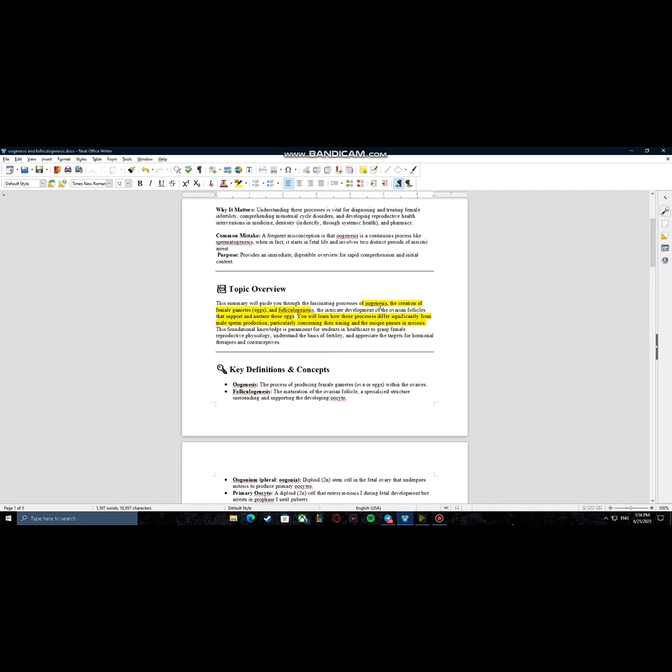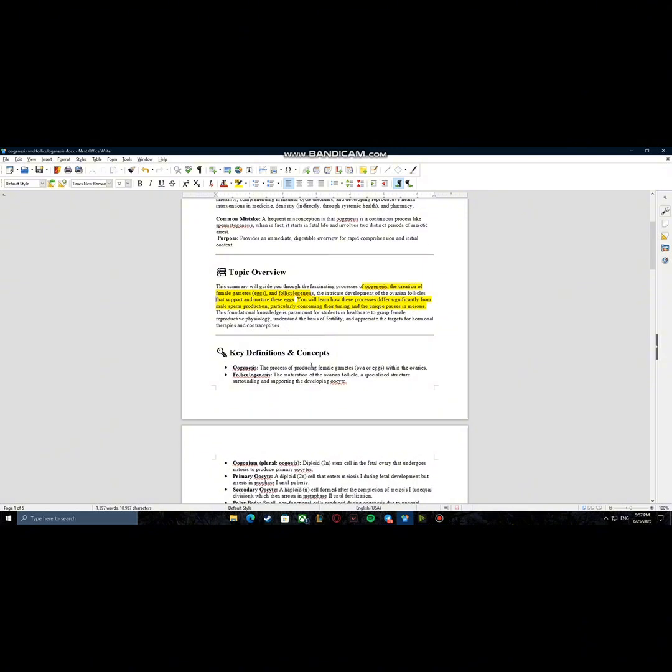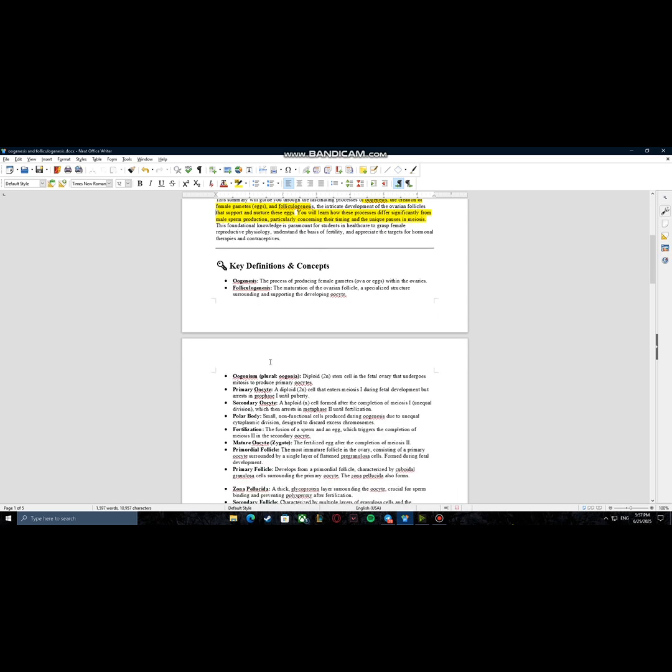Let me start by explaining oogenesis, which is the creation of a female gamete, or the egg, and folliculogenesis is the creation or development of ovarian follicles that support and nurture these eggs. You will learn how these processes differ significantly from male sperm production, particularly concerning their timing and the unique pauses in meiosis. Key definitions and concepts.